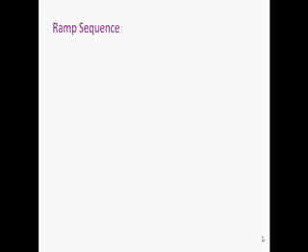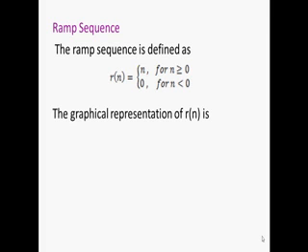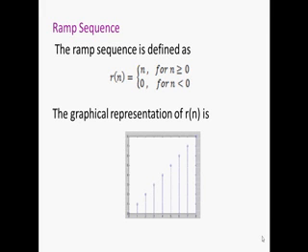Ramp sequence. The ramp sequence is defined as r of n equal to n for n greater than or equal to 0, and 0 for n less than 0. In the graphical representation of r of n, for n greater than or equal to 0, the corresponding value will be r of n. Suppose n is 5, then r of n is 5. If n is 100, then r of n is 100. But when n is less than 0, the value is 0.